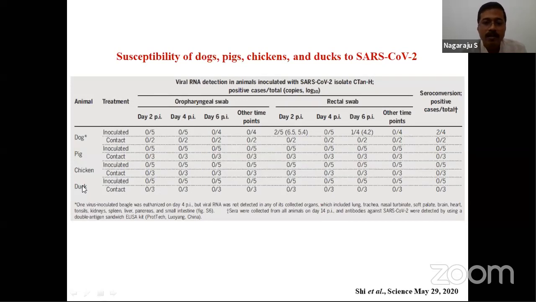We cannot detect any type of infection in the lungs, trachea, nasal turbinates, soft palate, brain, heart, tonsils, kidney, spleen, liver, pancreas, and small intestine. None of these organs or regions have infection, except in the dog. Okay, dog. There is no infection in the oropharyngeal swabs. But in the rectal swab, in the feces, there is a possibility that some of these viruses can be observed if they enter the digestive system. But whether that can infect a new animal has not been studied yet. Possibly they might come out with a couple of publications regarding that.